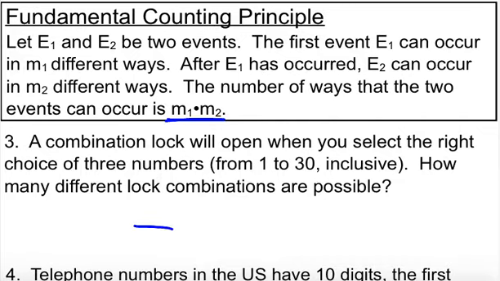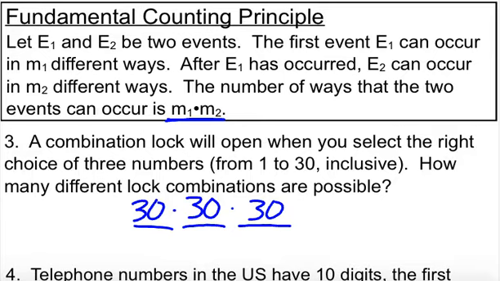So I'm going to draw blanks. Here's the first number, here's the second number, and the third number. I'm going to write down all the different possibilities and then just multiply them together. So for my first number, I have 30 different choices, 1 to 30. For my second number, I also have 30 different choices because I'm allowed to repeat numbers. And for my third number, I have, again, 30 different choices. Okay, because my combination lock could be 1, 1, 1. It's not a very good lock, but whatever. So we multiply those together and we have 27,000 possible combination locks.